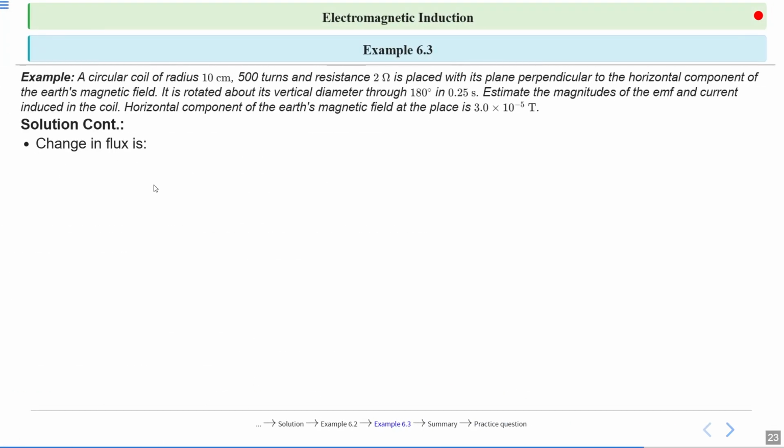So change in flux is delta phi equal to phi final minus phi initial. So delta phi will be equal to, what is phi final, minus NBA. What is phi initial? NBA. This minus sign is of expression. So minus NBA minus NBA is equal to minus 2 NBA. This is the change in magnetic flux.